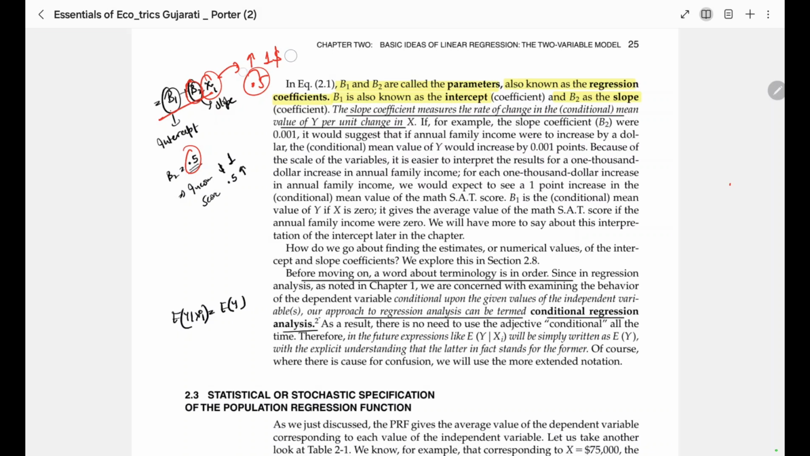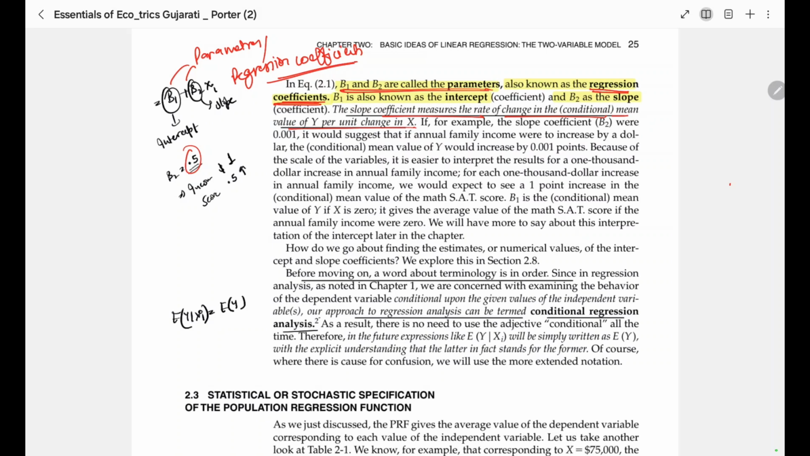Okay, so this beta 1 and beta 2 are called parameters, also known as regression coefficients. Beta 1 and beta 2 are parameters or regression coefficients. And beta 1 is known as the intercept, that I have told you. Beta 2 is the slope. The slope coefficient measures the rate of change of the mean value of y per unit of change of x.